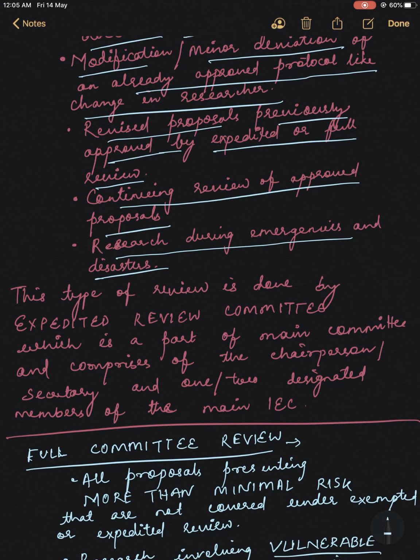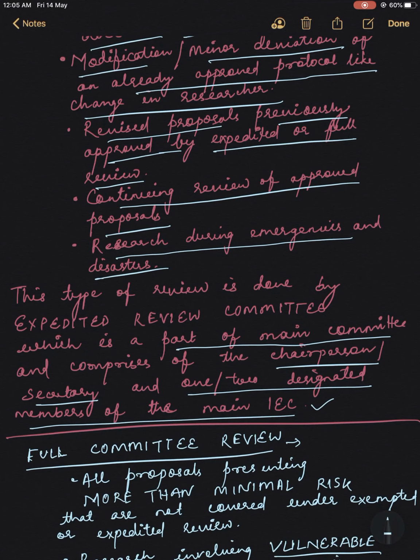Now, this type of review is done by the expedited review committee. This expedited review committee is a part of the main committee and comprises the chairperson or the secretary and one or two designated members of the main IEC.